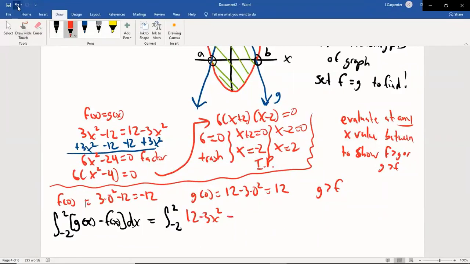Then minus the f of x was the 3x squared minus the 12. But because we've got to make sure we're subtracting that, we wrap it in parentheses. And this is all evaluated over dx.